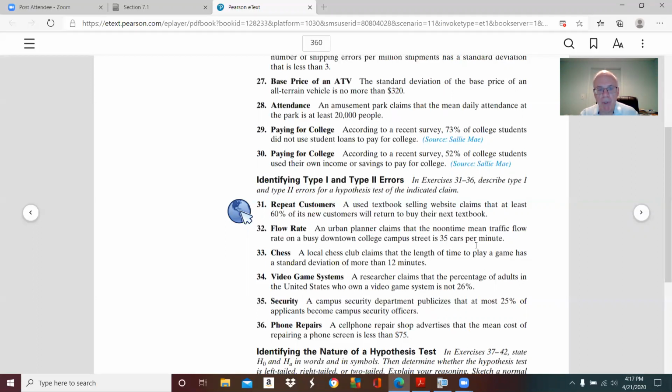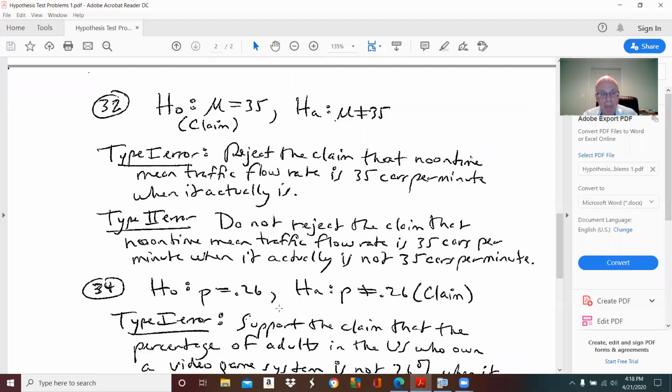Maybe when things are slower, it's far fewer than 35 cars per minute. All right. They use the word "is" 35 cars per minute, the mean traffic flow. So that means that mu is equal to 35 must be the null hypothesis. That's our claim. Now, I said mu. Was I wrong? No. Here it is, mu, 35 cars per minute.